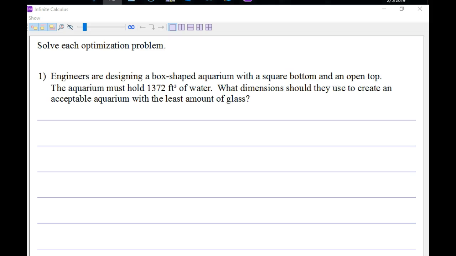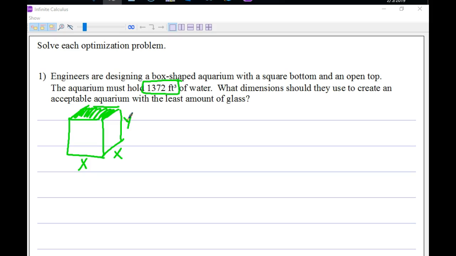So if I were doing this, if we're talking about a box-shaped aquarium, right? So here's our picture. It's open on the top, which means there's nothing up here, right? And they're giving us the volume here. Again, they want to know what dimensions we should use to create an acceptable aquarium with the least amount of glass. They tell us the bottom is a square. Now, if the bottom is a square, that means the length and the width are the same. We do not know what the height is, though. The height would be different from the length.